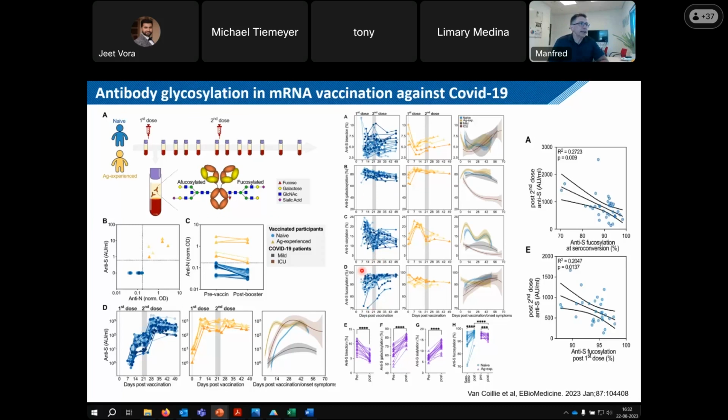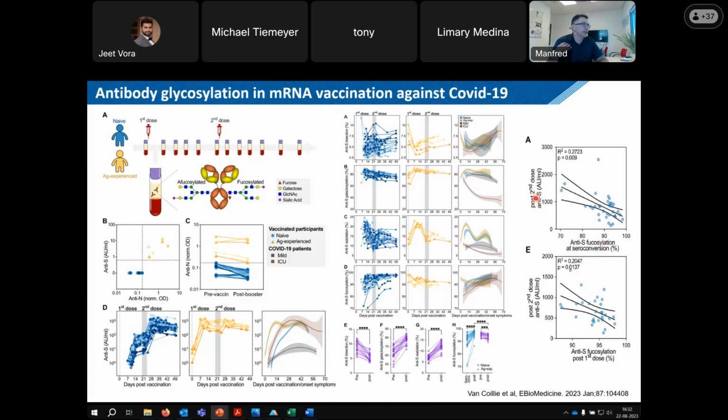We then looked at associations with the titers, shown over here. The lower the initial fucosylation of your immune response, the higher the titers are. It's not a very strong association, but it's a clear association. So the lower the fucosylation, the higher the titers will be after the booster vaccination.